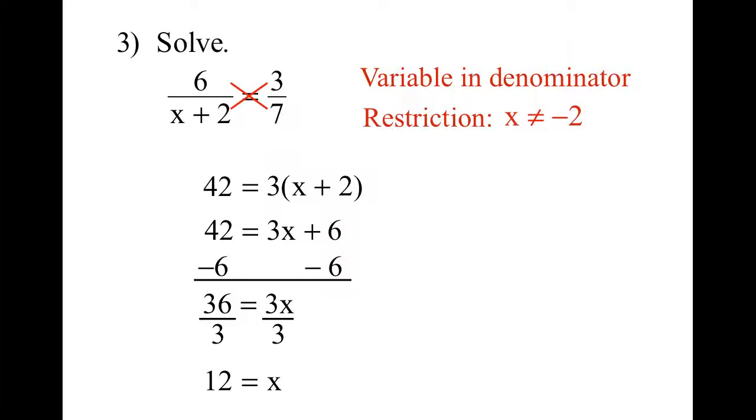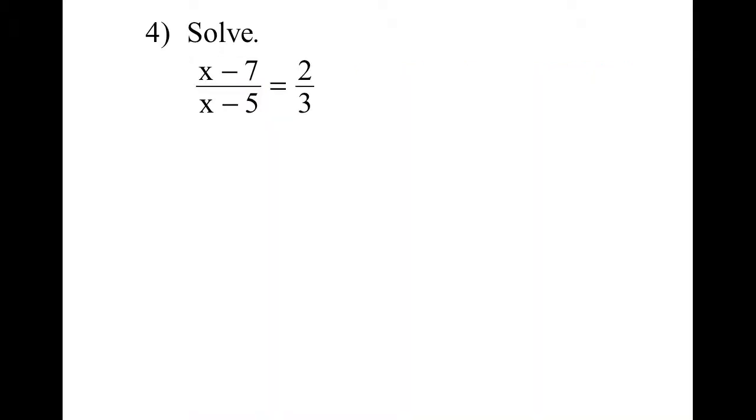Now one more reminder, I have to check, does this go with my restriction? I can substitute a 12 in for the x because that will not make that denominator equal to 0. So 12 is the solution. Stop the recording and try the next one on your own. Now check your work.